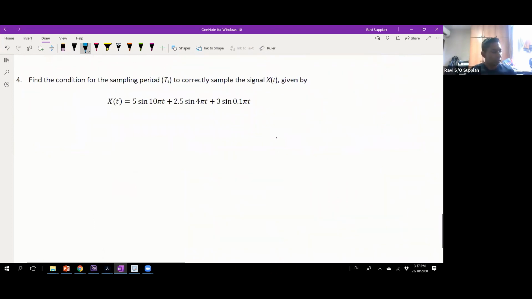Okay, so for the last question, we are asked to look at the condition for the sampling period to correctly sample a signal given by this. This is a classic example of a signal with multiple frequencies. So when you have multiple frequencies, what you get will be a mixed wave.